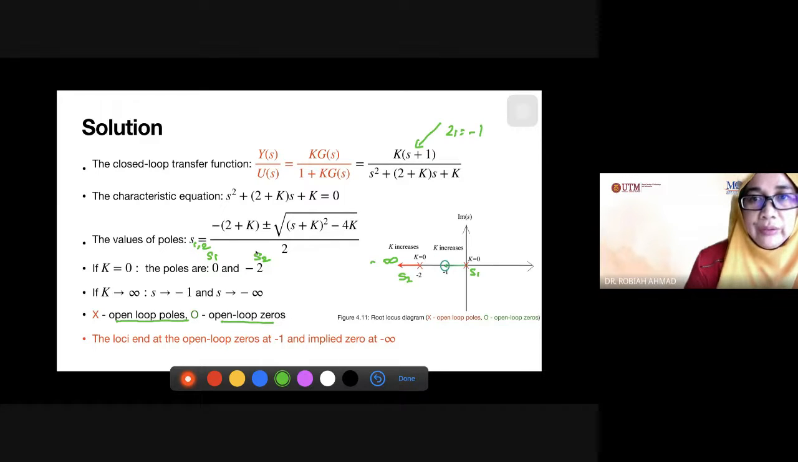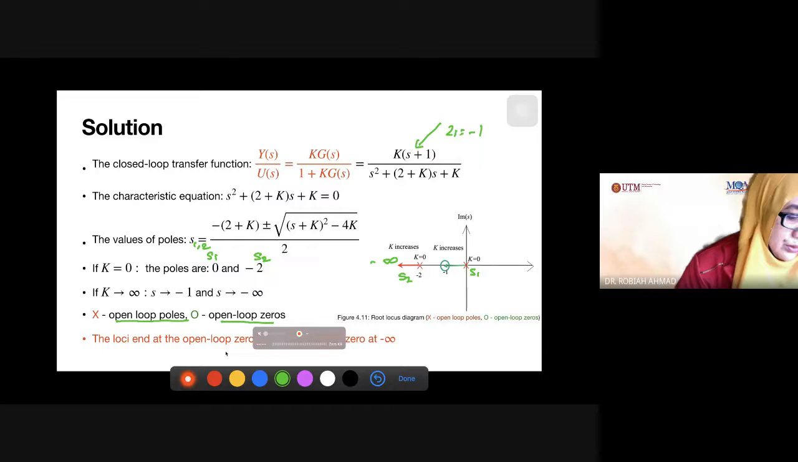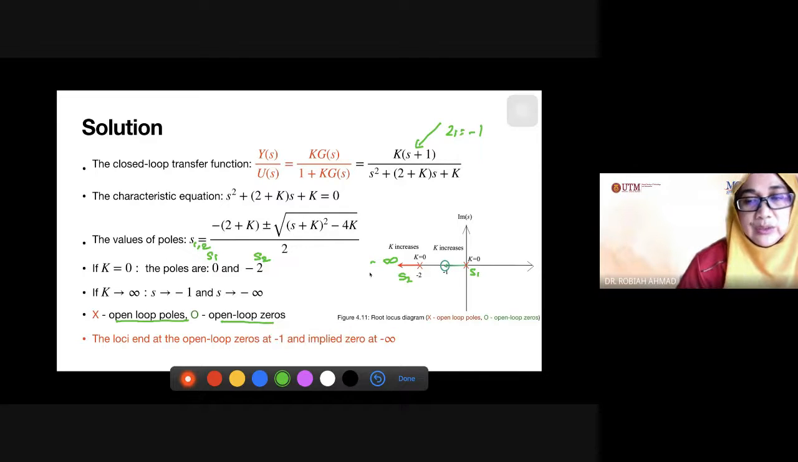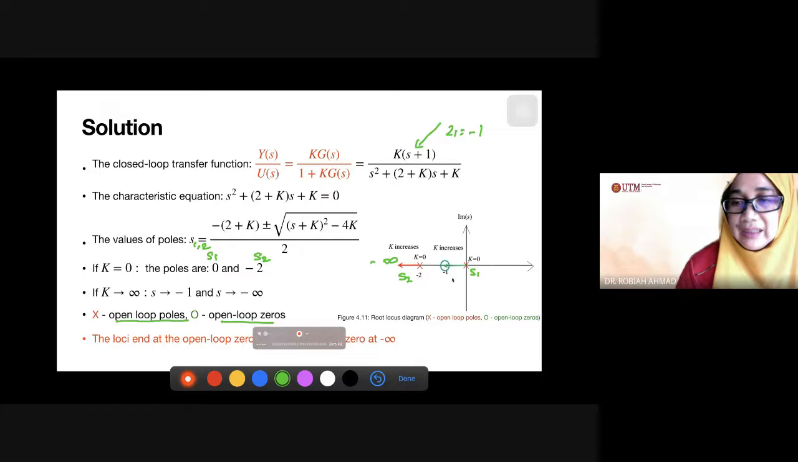I shared with you the root locus steps in e-learning. Later on we will look into it. So the root loci and open loop zeros, which is at minus 1, and implied zeros, which is minus and negative. Because in this case we have two root locus. The first one I differentiate with color green. The second one I differentiate with color red.